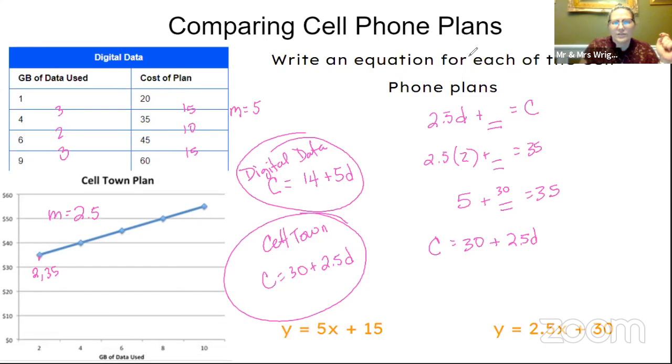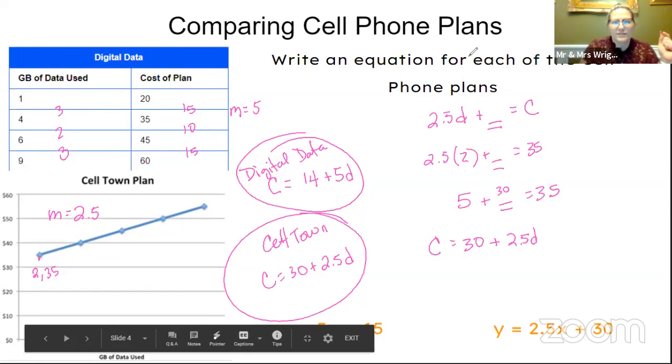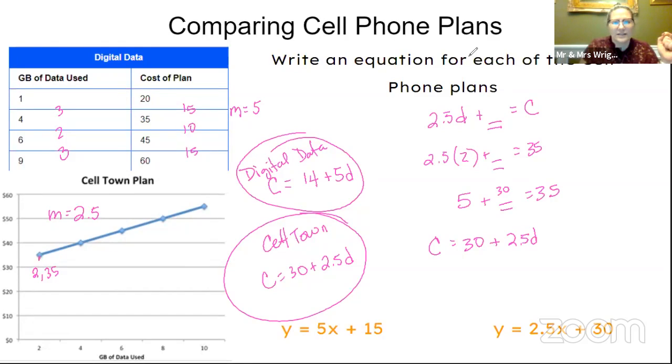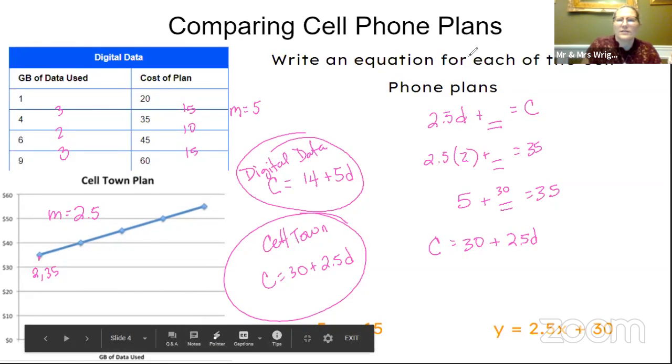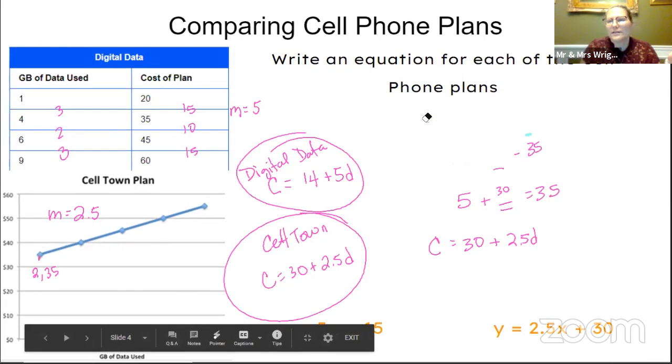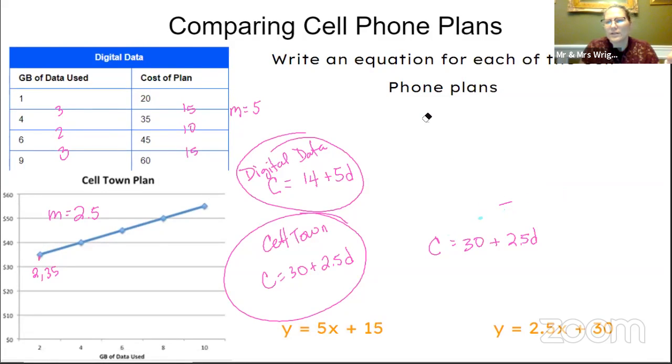Here you have the Digital Data plan of 5x plus 15. Looks like I did my math a little wrong there. For 20, it should be 15 instead of 14. So there is the correct equation for you. Let's look real quick at where I made my error. Since I already erased my work, I'm going to redo it really quickly for us.